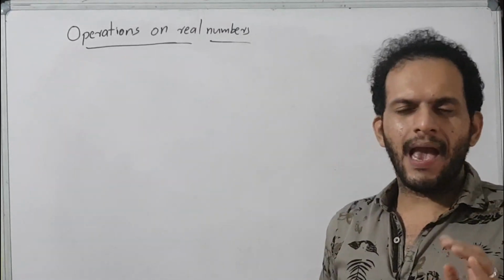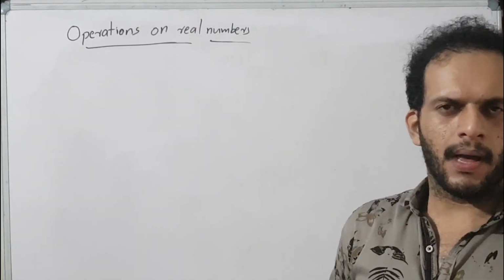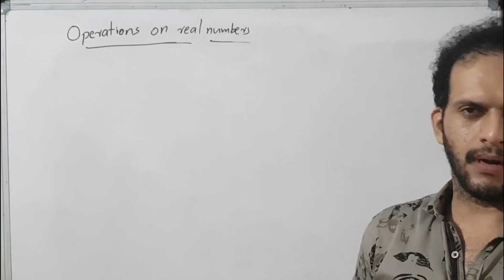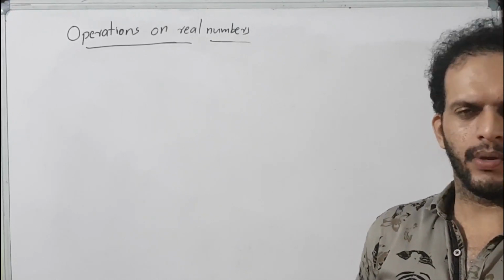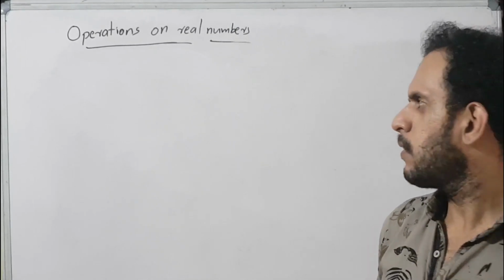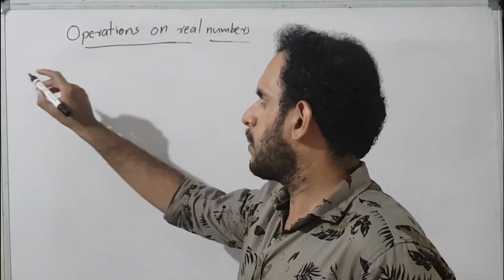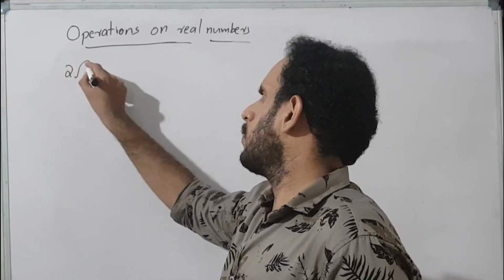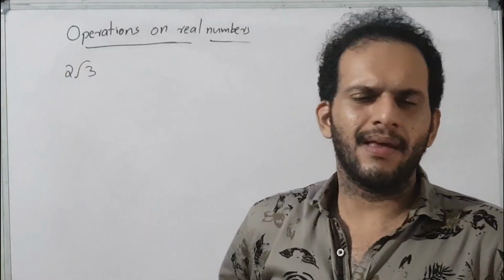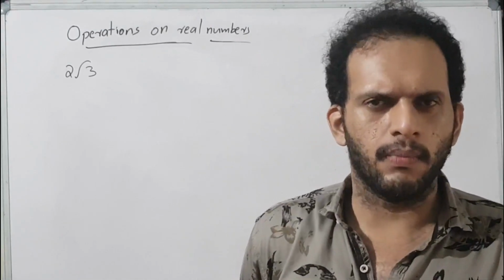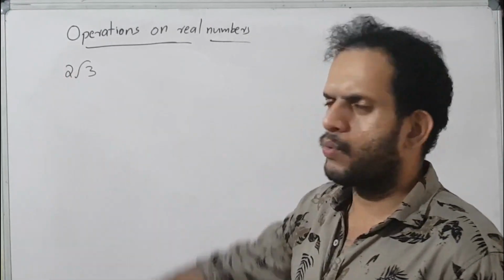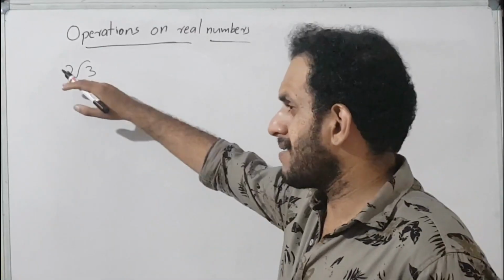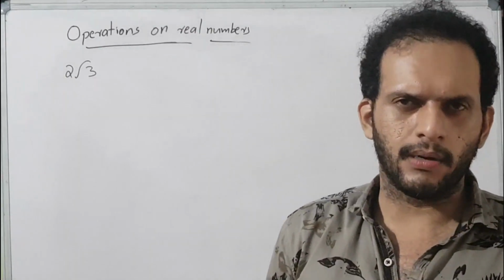Discussing if we add, multiply, subtract or divide two irrational numbers, what is the result? First we check the irrationals. 2 root 3. We know 2 is a rational number, root 3 is an irrational number. Multiplying 2 into root 3, a product of rational and irrational, is an irrational number. So 2 root 3 is an irrational number.